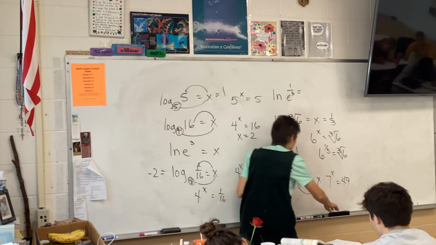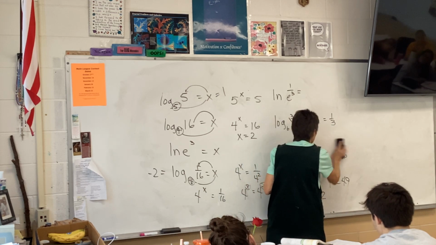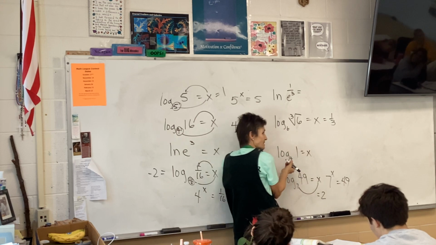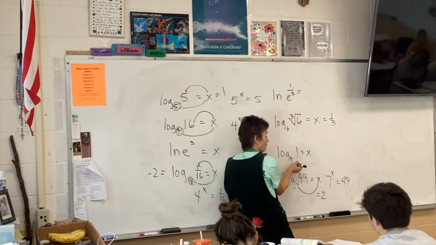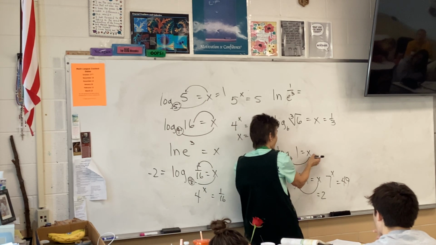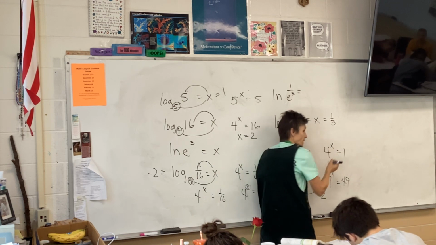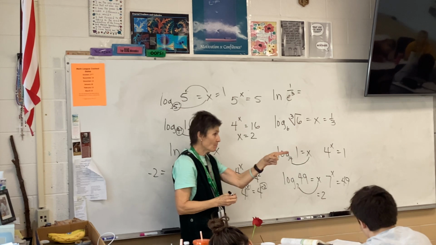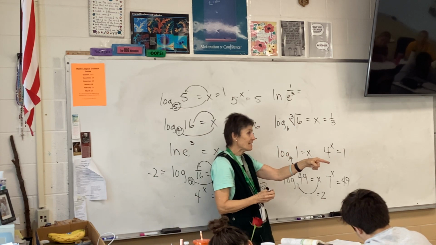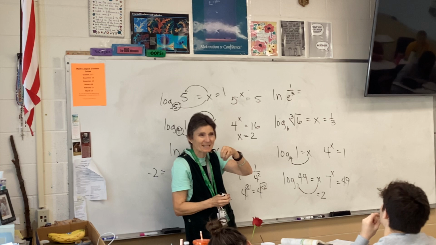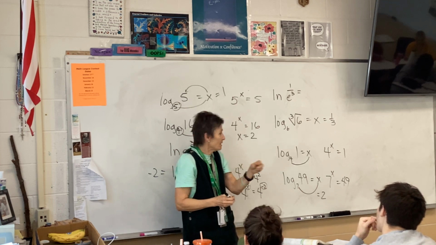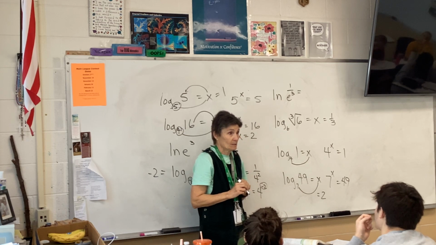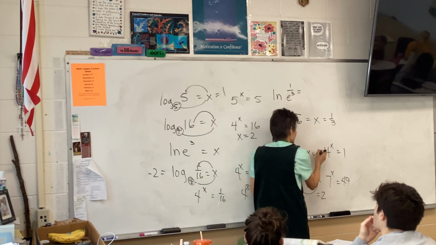Alright, let's grab this one right here. You guys can figure this out, you're smart people. What does this equation say? 4 to the x equals 1? 0, because anything to the 0 power is 1. How do you get a 1 out of a 4? You raise it to the 0 power. So the answer to this is 0.